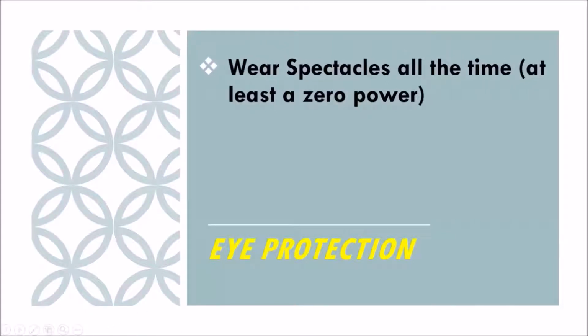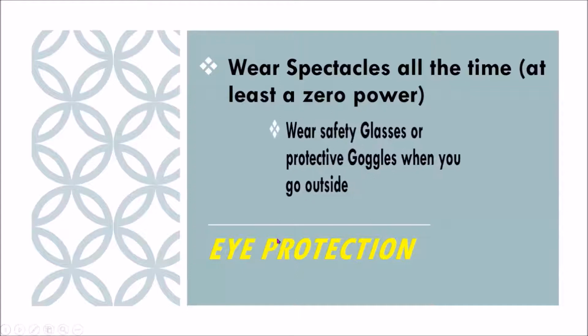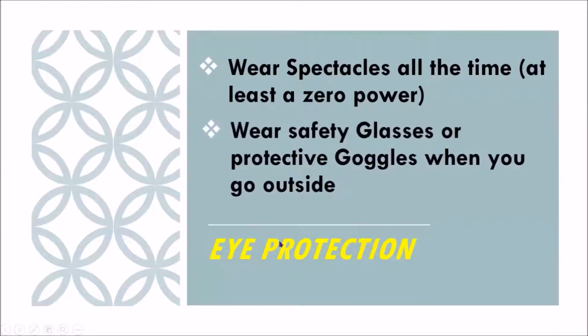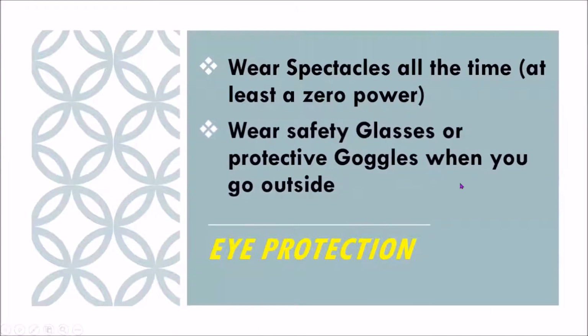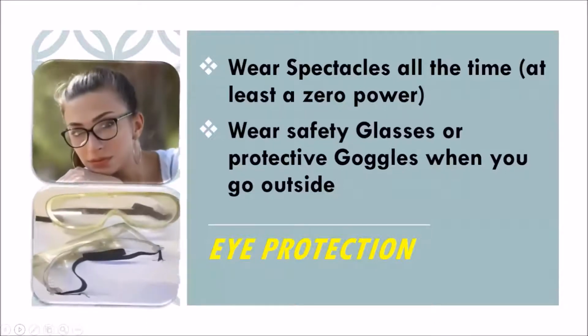Now, next thing is the eye protection. This is an advice to everybody, like say at home, try to wear zero power specs. And whenever you are going out, if you have safety glasses or protective goggles, wear that, because the conjunctiva is a very sensitive organ and it's a very vascular one. So the infection can enter our body through the conjunctiva. So better to stay protected as we go out.